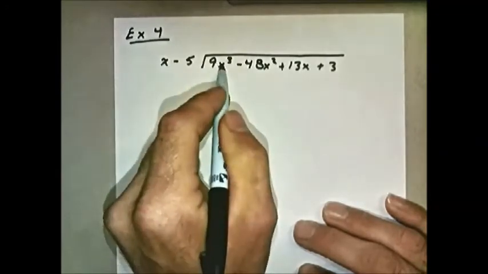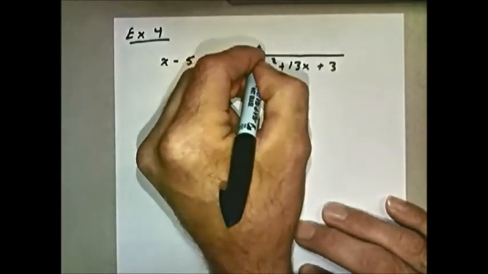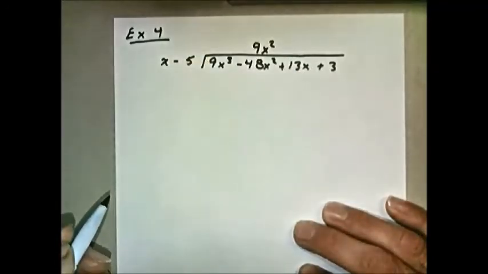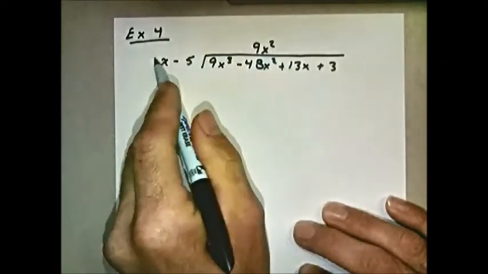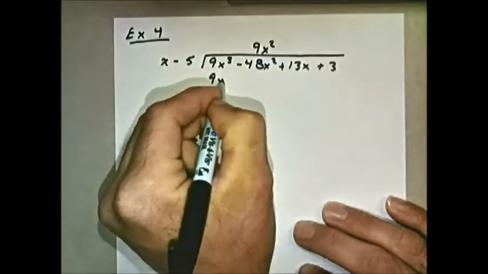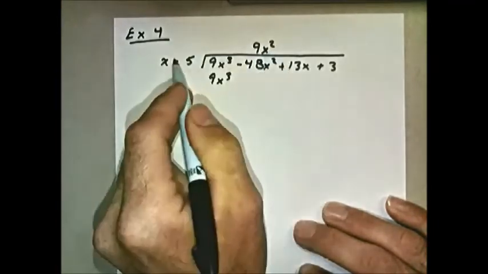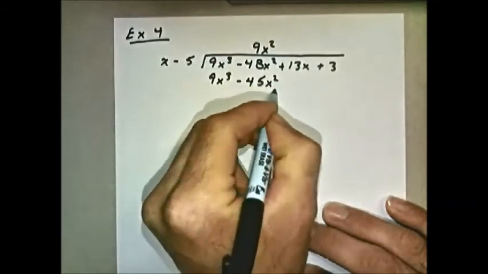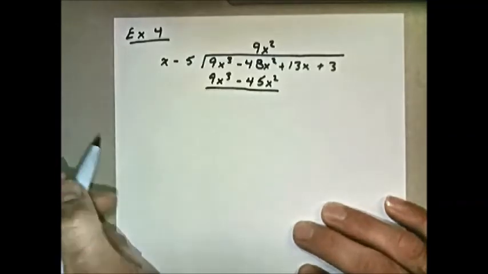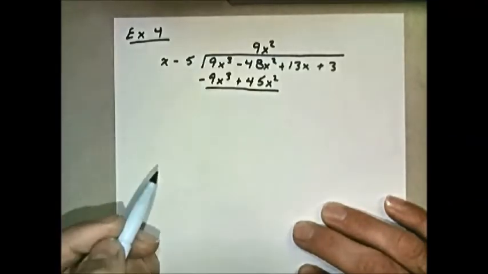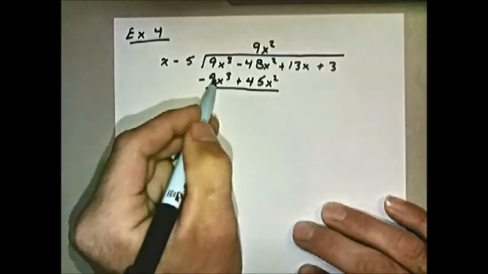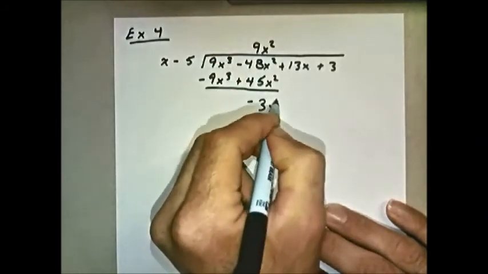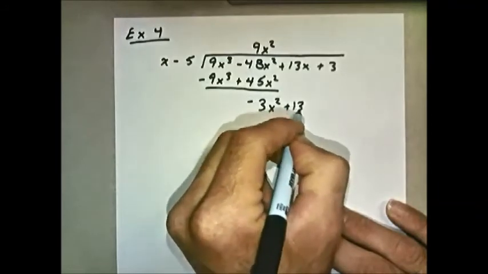X times what is 9x to the third? And we get 9x squared. 9x squared times x is 9x to the third. 9x squared times negative 5 is negative 45x squared. Change your signs. First term cancels. Add these together. We get a negative 3x squared plus 13x.